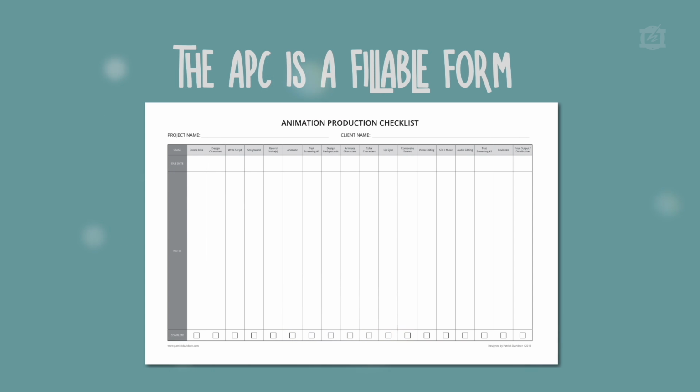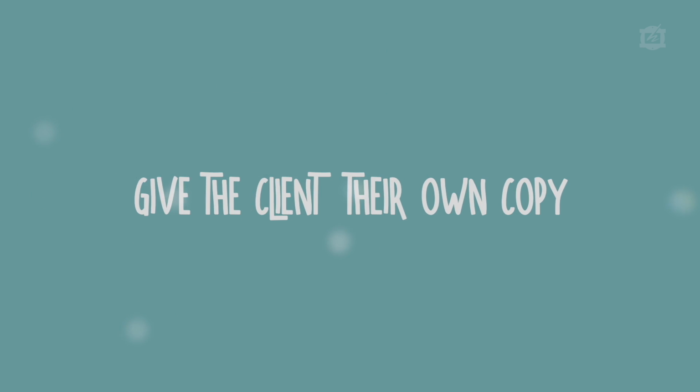Finally, you can give the client their own copy of the APC for them to fill out and give back to you. Maybe they want to figure out due dates later and give you their notes to compare to yours. This way, you can find common ground for getting things done in a timely manner.